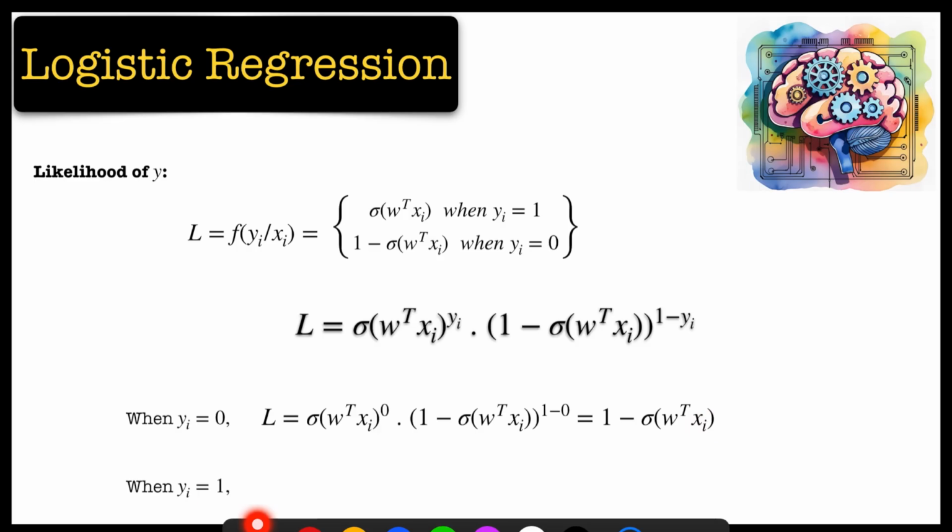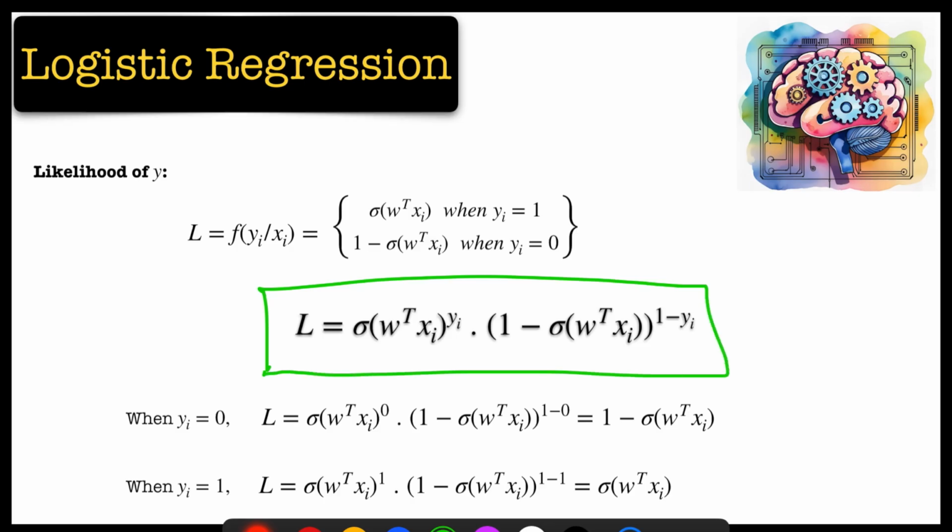When yi equals 1, we get this, right? Yi equals 1 means this will be 1 and this will be 1 minus 1, so 0. So we'll just get this part, sigmoid of W transpose xi, that is the output for this. So when yi equals 0, we get 1 minus sigmoid of W transpose xi. When yi is 1, we get sigmoid of W transpose xi. So that's why this likelihood formula works here.